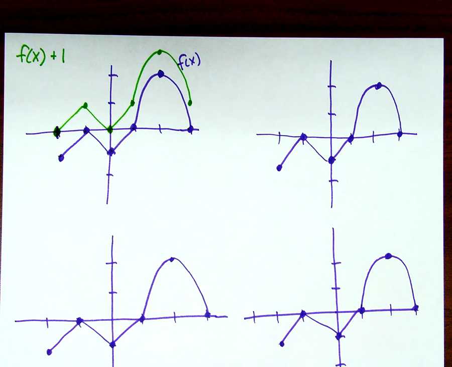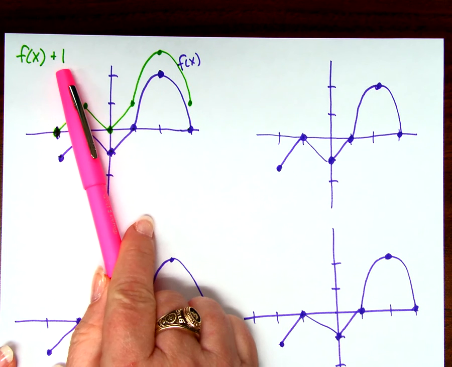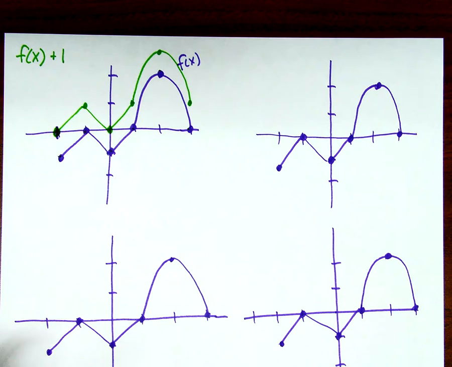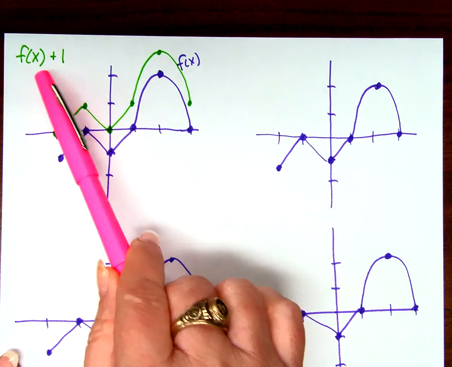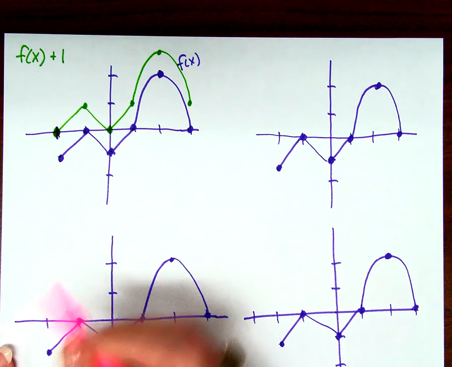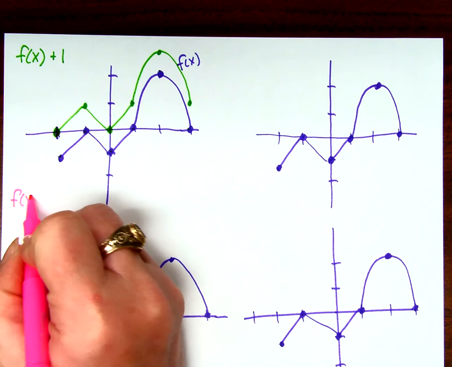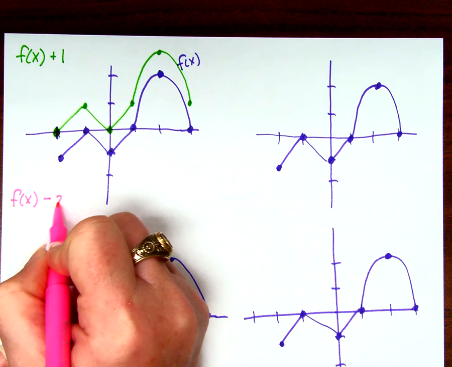Does that seem logical to you? It does, doesn't it? Because the 1 is outside the function, and we talked yesterday about if it's outside, what kind of change is it? It's a vertical change, right? So it's a plus 1, so we want to move it up 1. Well, what would f of x minus 2 look like?